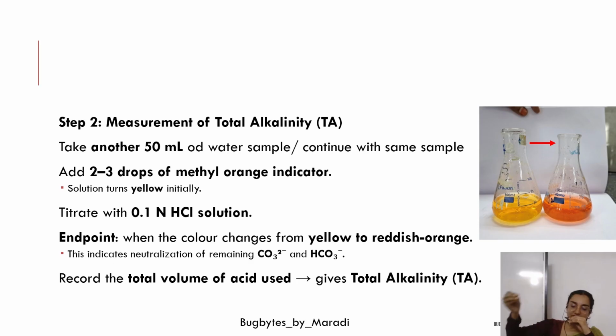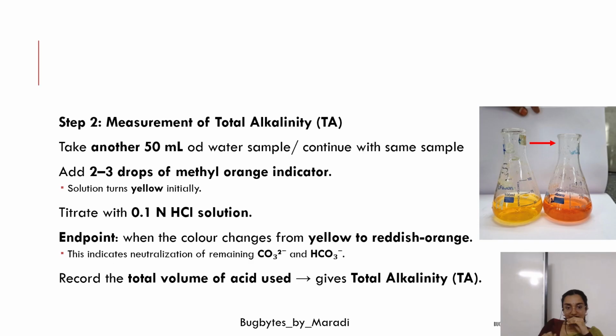If the water sample is basic in nature, or contains bases or alkali, the methyl orange indicator in the basic medium turns yellow in color. From the yellow color you are titrating it against the acid. When you add the acidic solution to the basic solution containing the methyl orange indicator, this yellow color turns into a reddish orange color. So the end point is reddish orange.